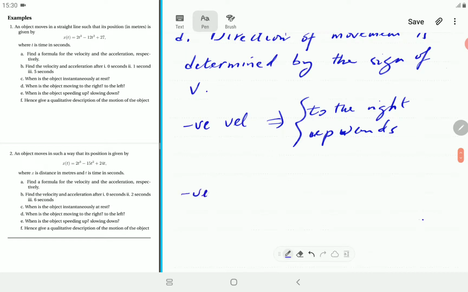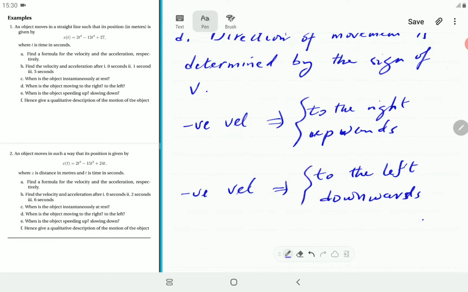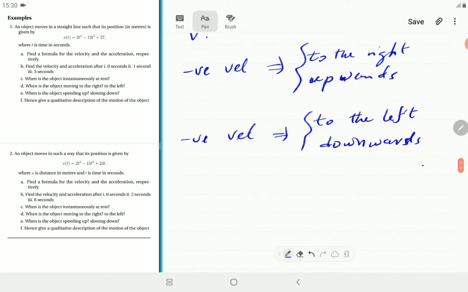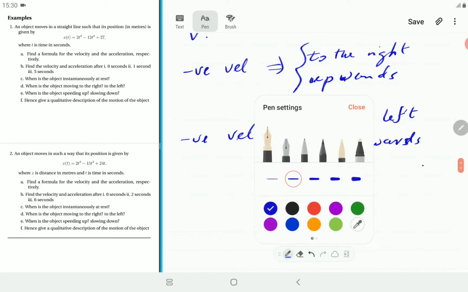And then negative velocity implies movement to the left or downwards. Okay, so negative velocity implies movement to the left or movement downwards. So it just depends on how we choose the orientation of the straight line, because we said this is motion in a straight line.